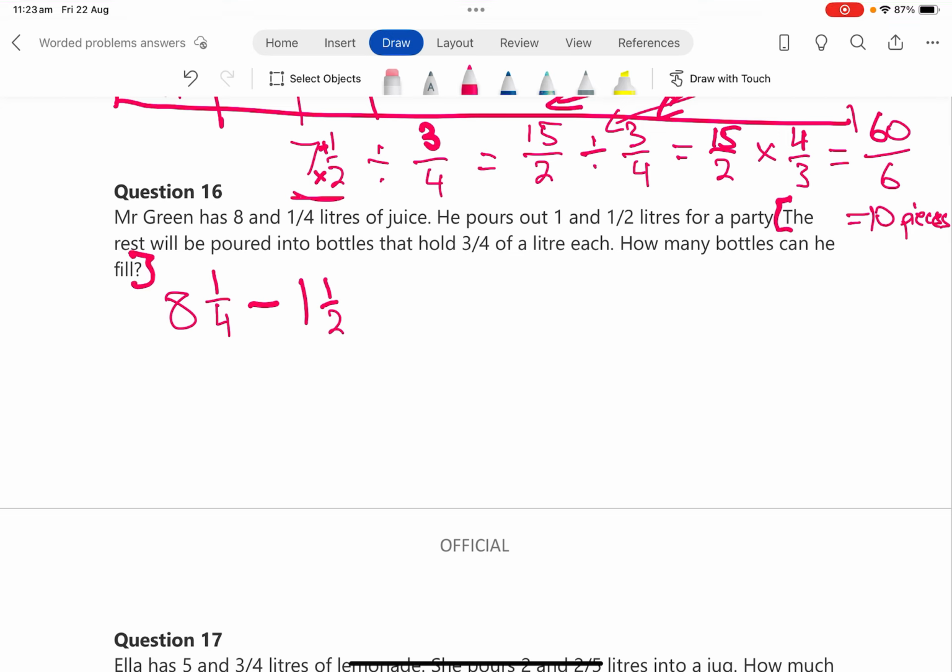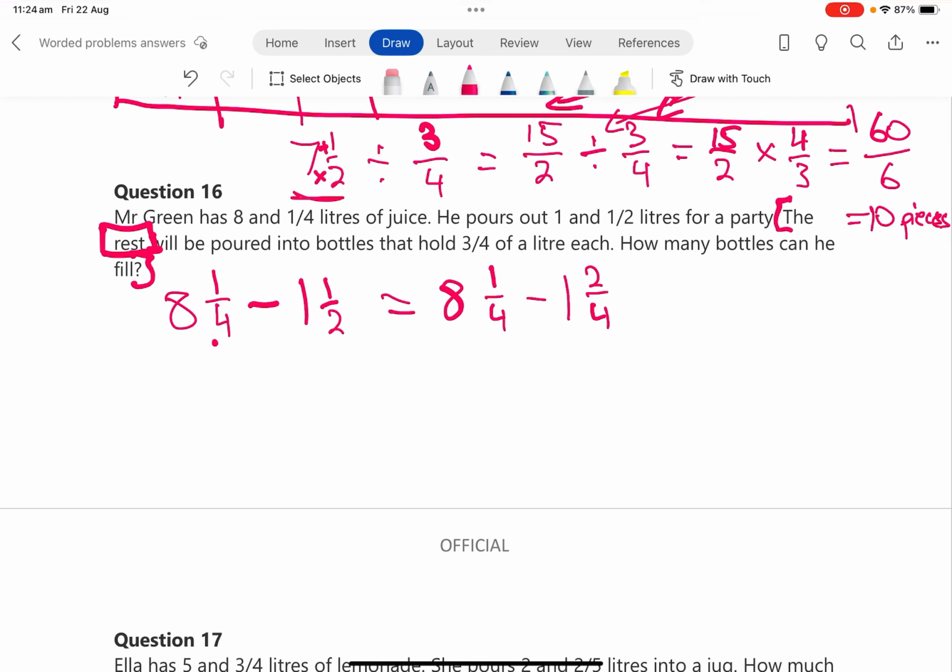For now, though, he started with 8 1/4 litres and he's poured out 1.5 litres. Let's work out how much we've got left so that we know what the rest is going to be for the next part of the question. So we've got 8 1/4 minus 1.5. We need common denominators for subtraction. So we're going to convert this to 1 and 2 out of 4.